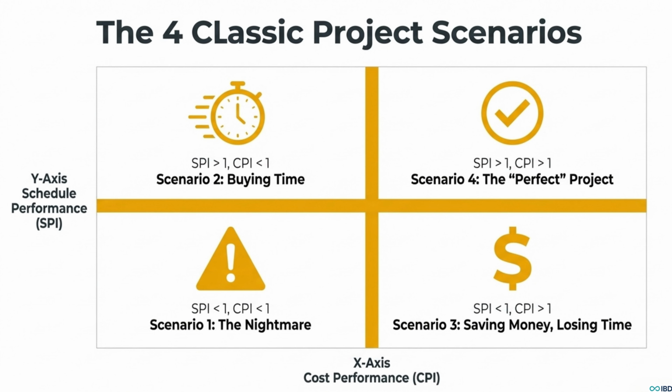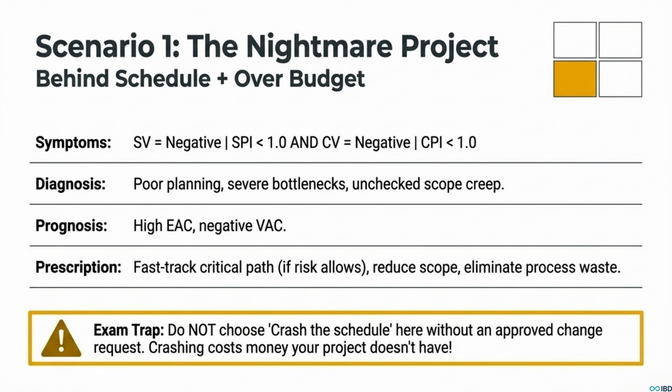First up, the nightmare scenario. You're in the bottom left quadrant. This is when you are behind schedule and you are over budget. Both your SPI and CPI are less than 1. This is bad. It's usually caused by something like terrible planning or unchecked scope creep.